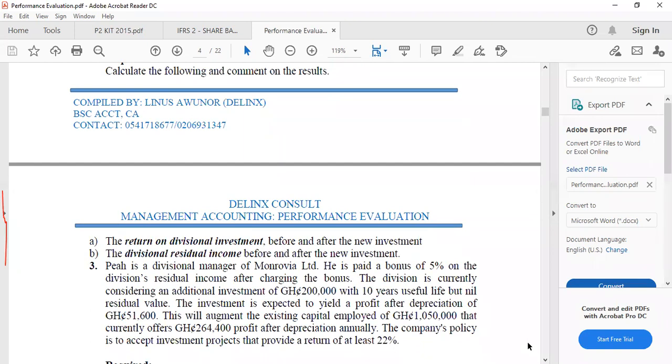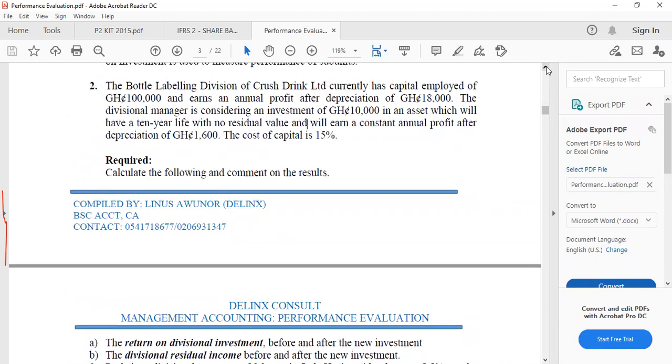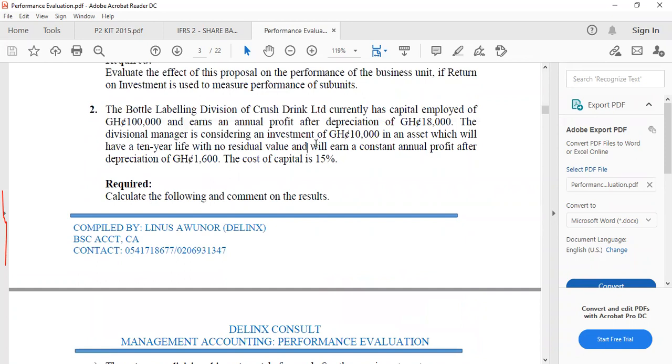Required, calculate the following and comment on the results. A, the return on divisional investments before and after the new investments. B, the divisional residual income before and after the new investments. Okay. So we do it before. Sometimes they will not give you before and after, but you always have to do it. For you to know the effect, you have to know what was the stand before you are doing the new investment and what is the stand now. So you always do that before and after. Sometimes the question will not give you that, but you are going to do that yourself. Okay. All right. Let's come to this one.